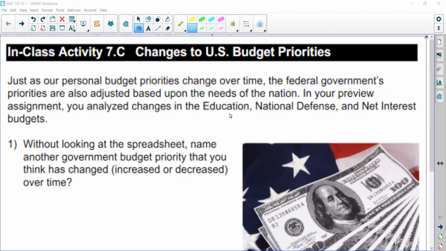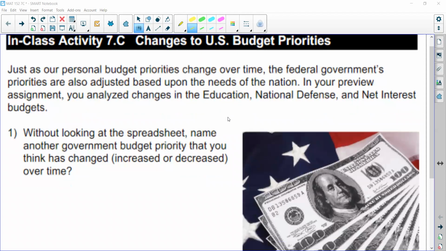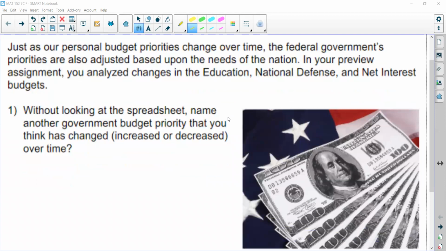Without looking at the spreadsheet, take a few minutes and name another government budget priority that you think has changed, either increasing or decreasing over time. Okay, so you could have thought of something like less money has been spent on agriculture, more money has been spent on space exploration. Space exploration went up and then down in priority. I can't tell because the increases on all the categories may be due to inflation, not changes in priority. You could have come up with several different answers for this.